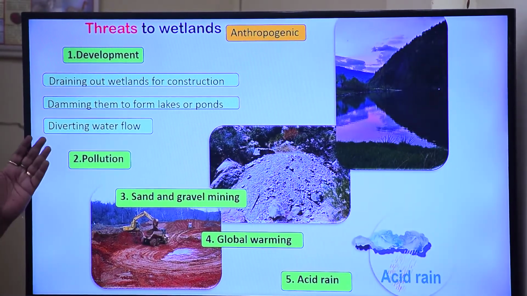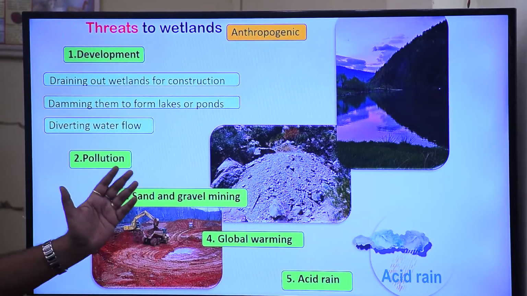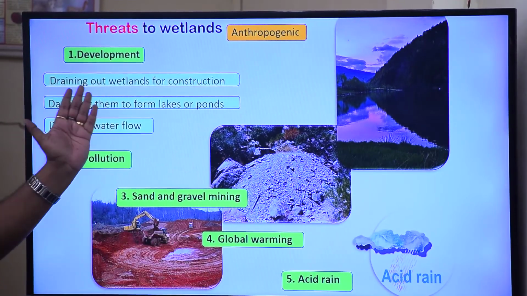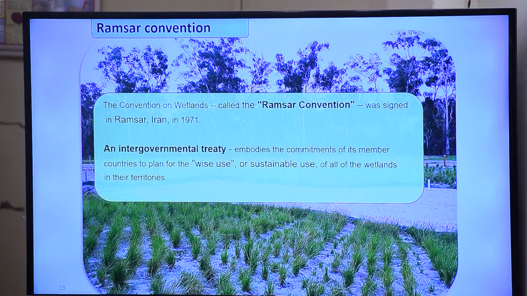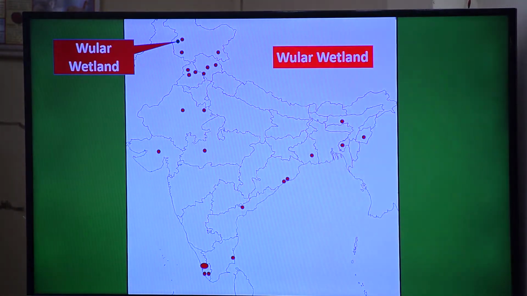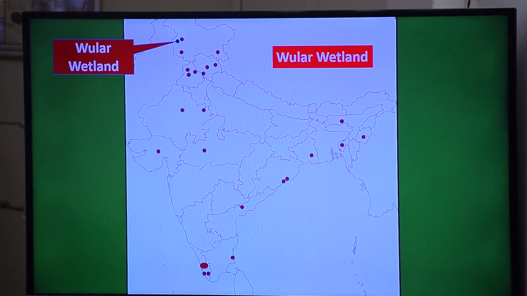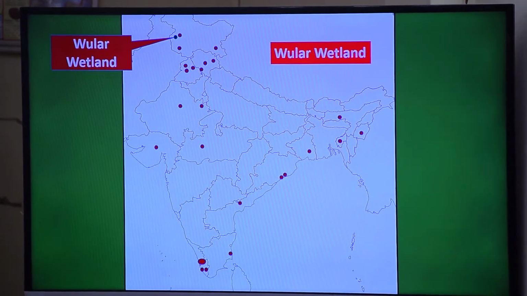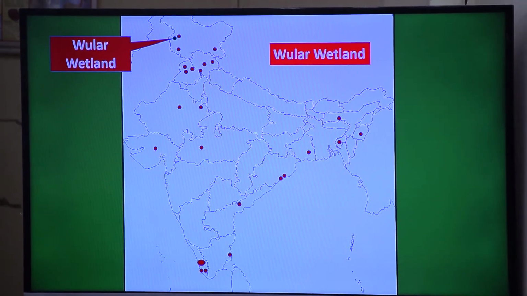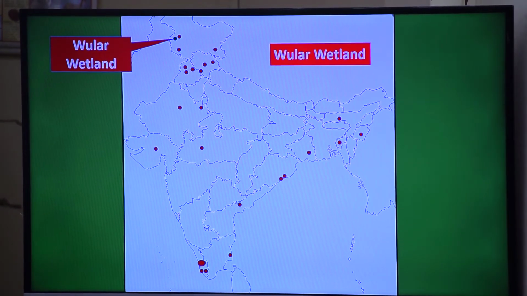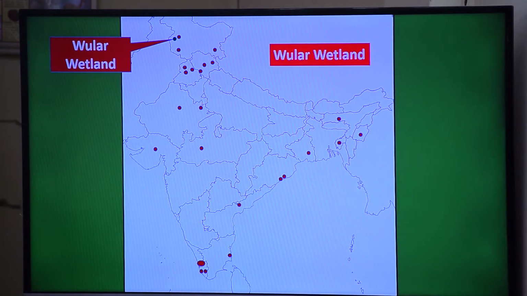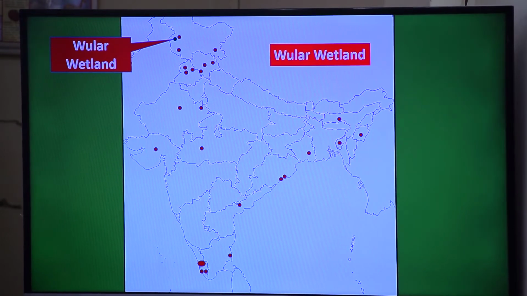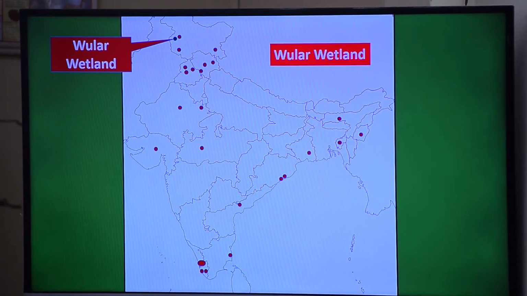आज के डेट में देख रहे pollutions everywhere, sand and gravels, global warming, acid rain, and then draining out the wetlands for construction purposes. So many things are there. So we are going to see the wetlands in India. How many wetlands in India? 26. And after remembering, you have to write state-wise.